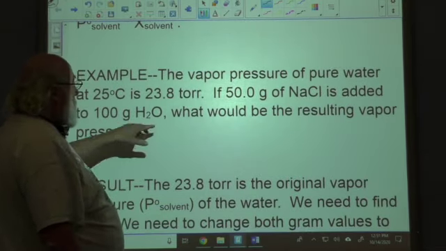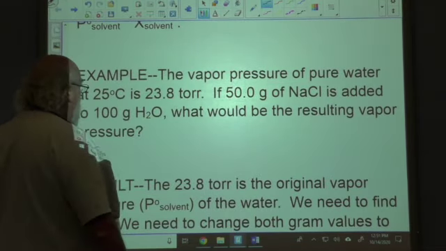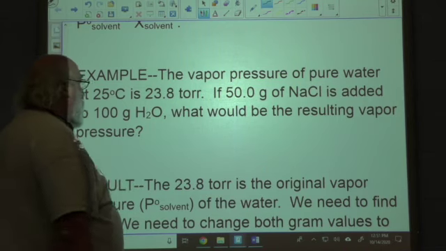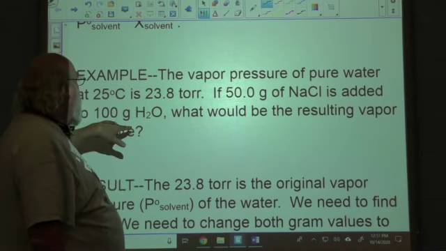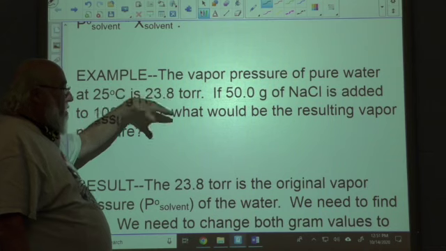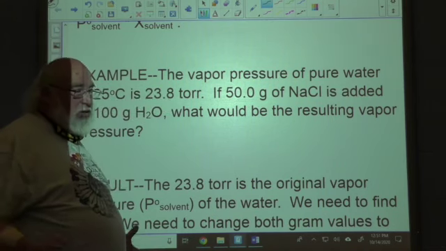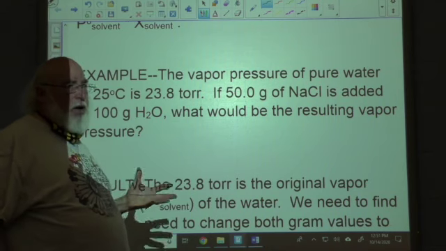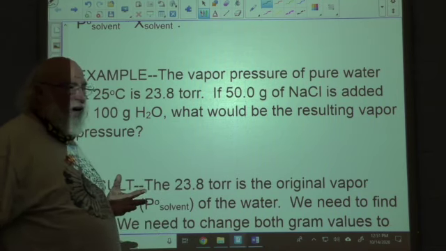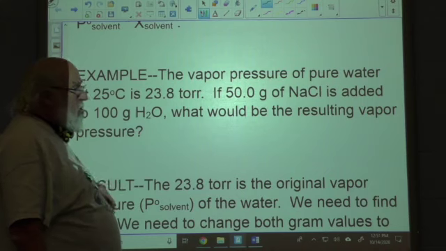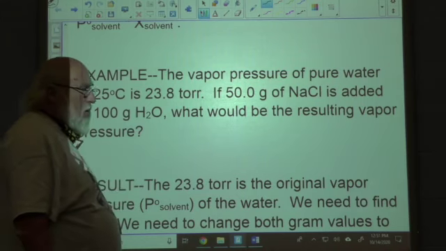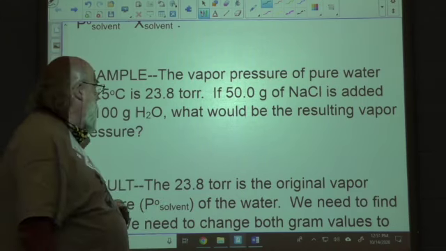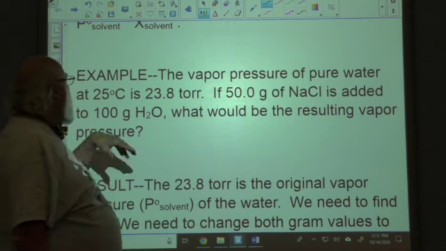Since 50 grams of sodium chloride is added to 100 grams of water, what would be the resulting vapor pressure at that temperature? So 25 degrees Celsius, that's it. Although the 25 degrees Celsius is not going to have any value, in the back of your book, one of the first appendices has a list of vapor pressures for various temperatures. And that is something we're going to be referring to in the lab. But that has nothing to do with the formula.